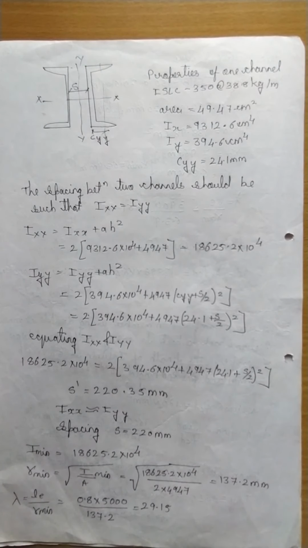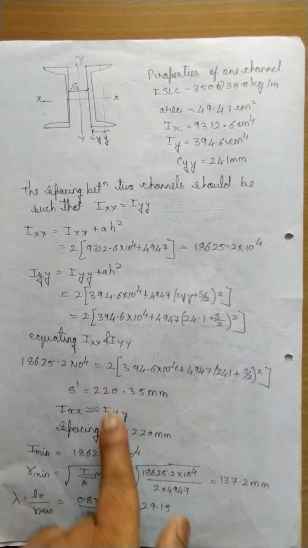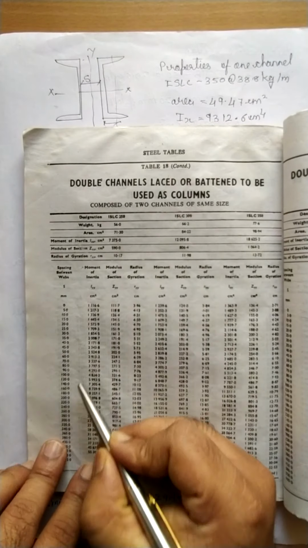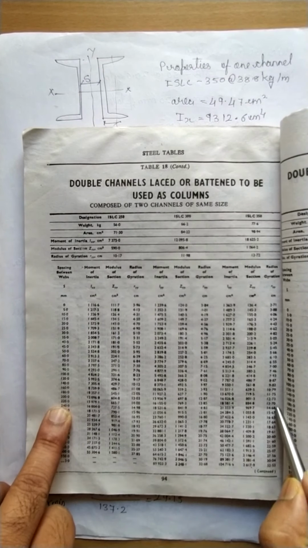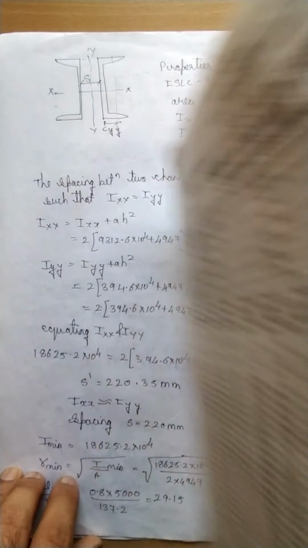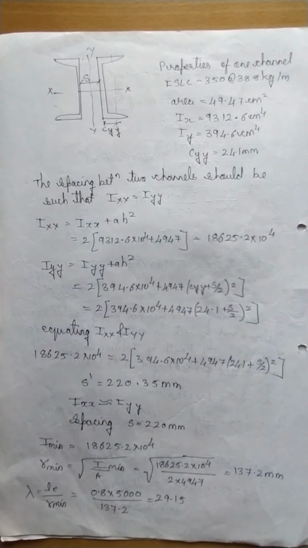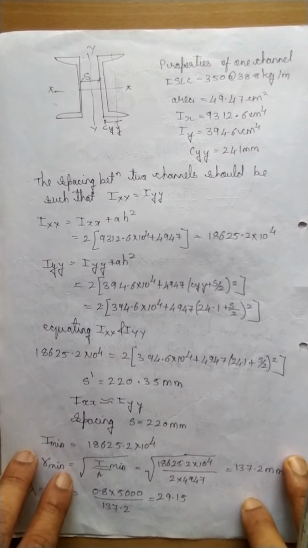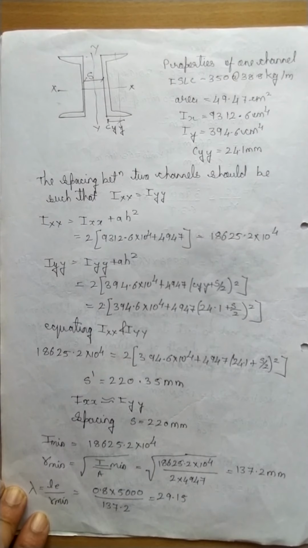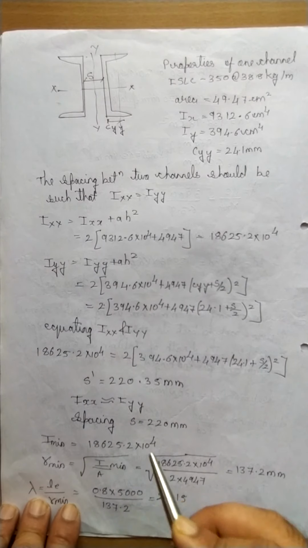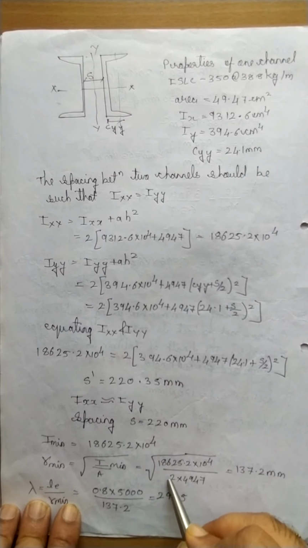Now that we have got the spacing, we can go to the double channel section which we have taken. As we have got 220, for 220 mm spacing, you can note down all the properties: Ixx, Iyy, Rxx, Ryy. Once we get that, we will note down I minimum, so this is the I minimum value, and I want R minimum. So what is radius of gyration? Root of moment of inertia divided by the area. So root of I by A, so I divided by 2 times the area.